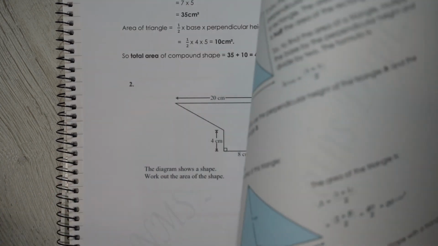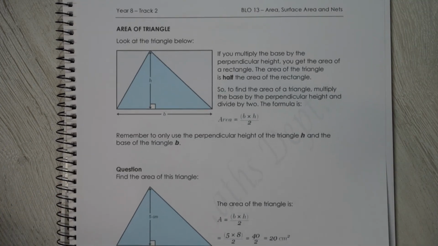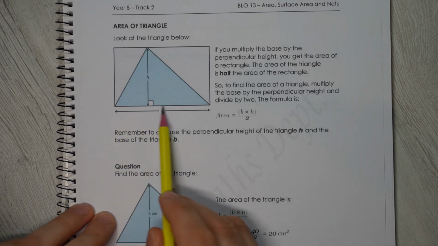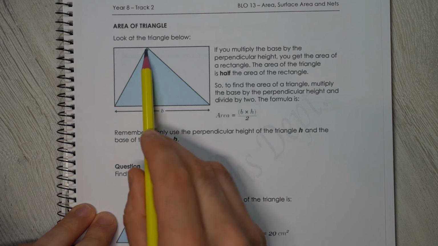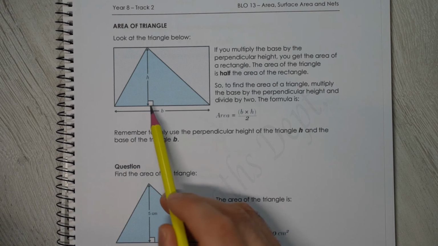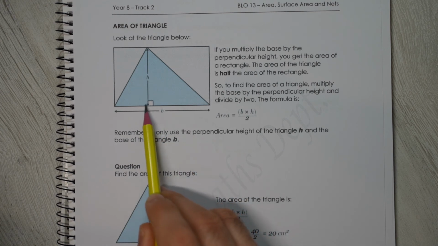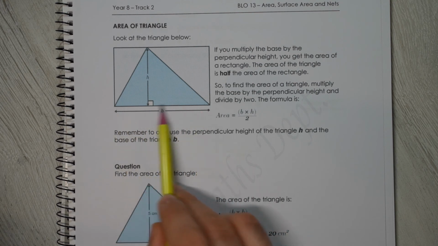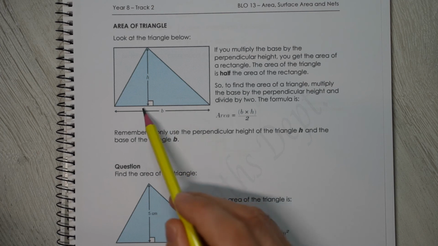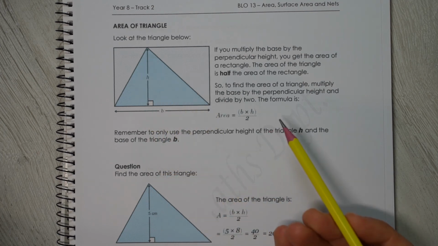So to find the area of a triangle, all we have to do is multiply the base times the perpendicular height as well. Let me remind you that the perpendicular height makes 90 degrees with the base. It's very important. So we multiply the base times the height and then divide it by 2.